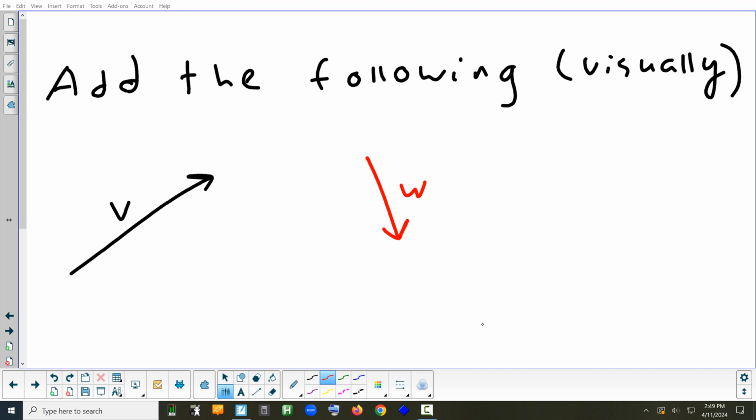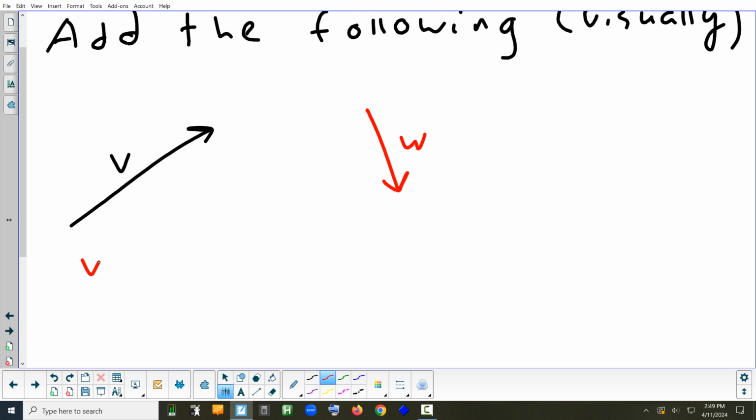All right, so first question we're going to look at is adding two vectors together visually. So here's the two vectors. So we got v and w, and I want to do v plus w. So how would I visually represent that?